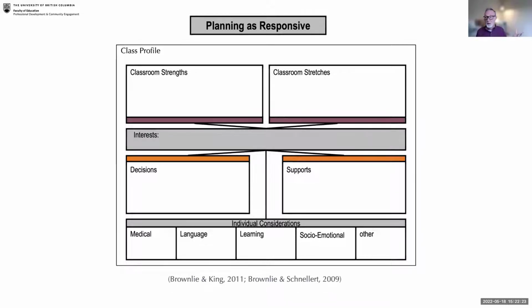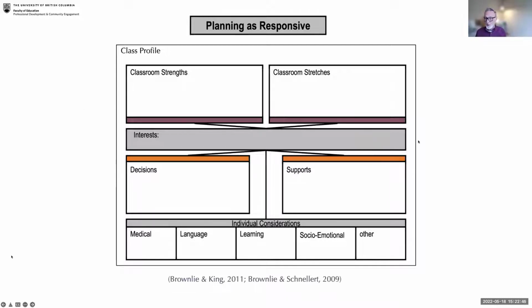Absolutely, our content's important, but we have to start by saying, who are our learners? What are their strengths? What are their stretches? What are their interests? And based on that, making a few decisions that will then permeate what we're doing, because we're growing with our kids and supporting them to grow from where they are. And then we build the supports into what we're doing based on what we've learned and what we know.